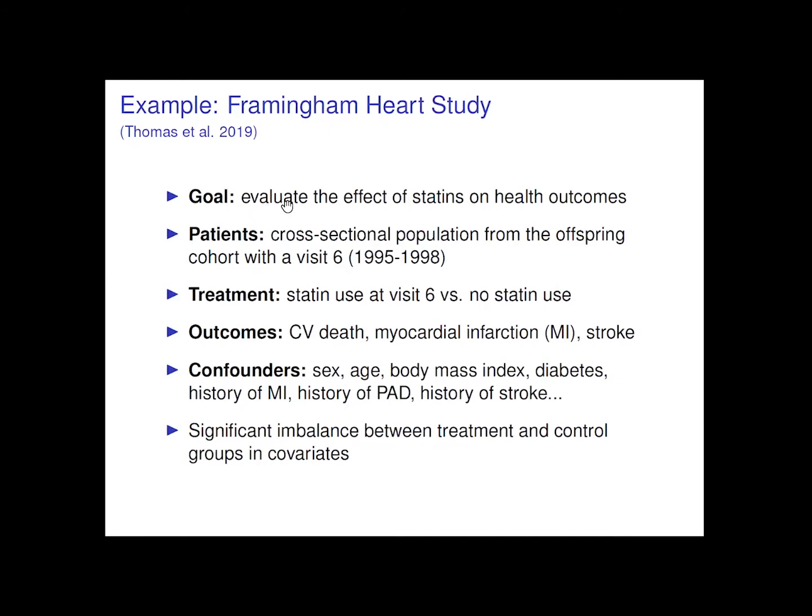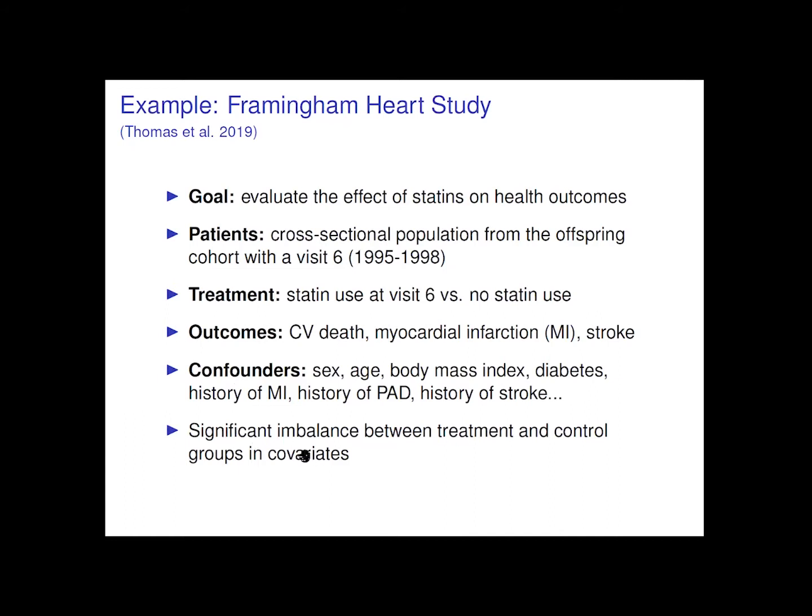The goal here is to evaluate the effect of taking statins on health outcomes. The sample we have is a cross-sectional population from the offspring cohort at visit 6. The treatment is whether you take statins at this time versus not. The outcome is a bunch of health outcomes, which can be CV deaths, MI, or stroke. There are a bunch of confounders: sex, age, BMI, all these standard confounders, and in particular history of MI.